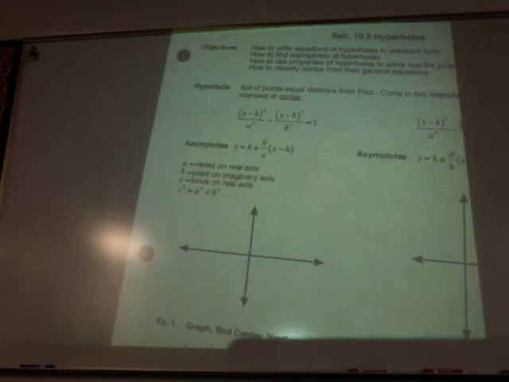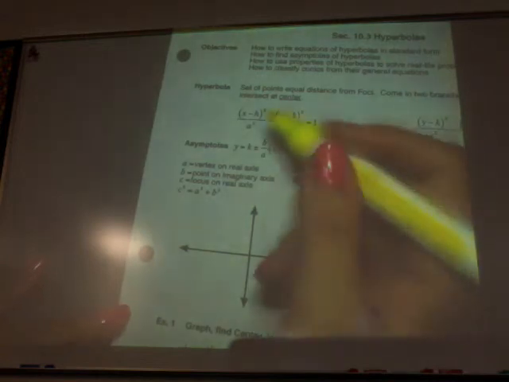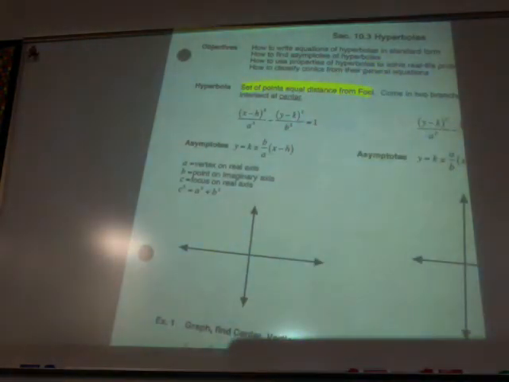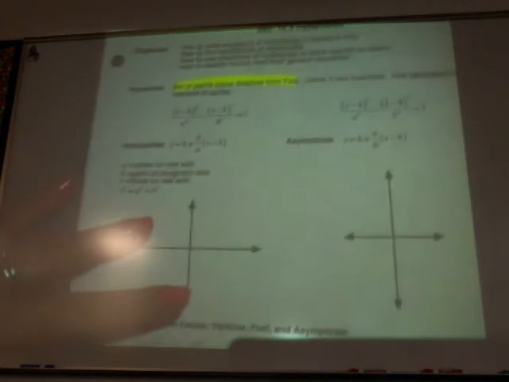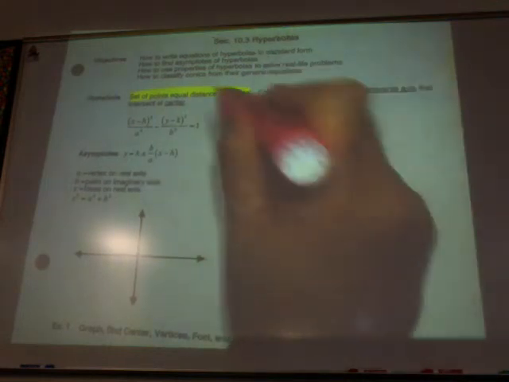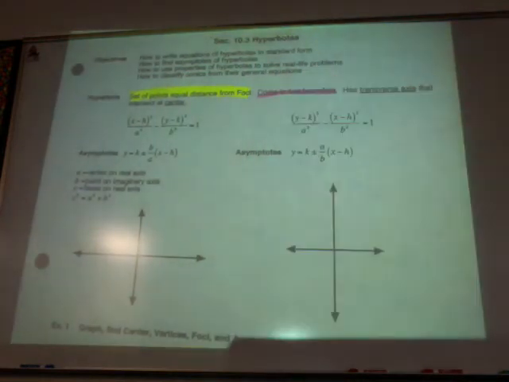So a hyperbola is just a set of points equal distance from the foci. Notice that we have two foci also, just like we had with an ellipse. Foci is plural for focus. I'm crooked. I'm always crooked. It does come in two branches, so it's kind of like two opposite parabolas.